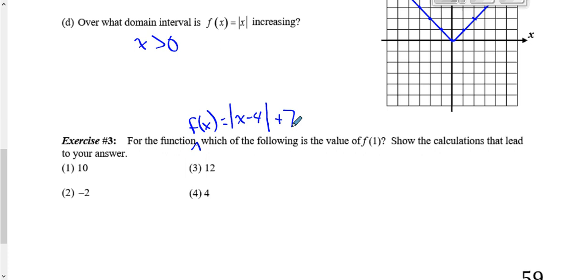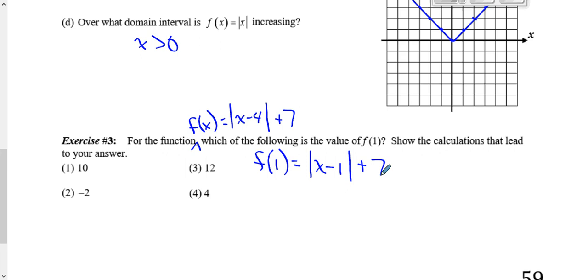Now keep in mind those absolute value brackets. Remember PEMDAS? In that sense, they work kind of like parentheses, right? So you have to do the stuff inside the absolute value brackets first, and then take the absolute value of it. They want to know the value of f of 1. So let's put that in there: absolute value of x minus 1, and then plus 7.